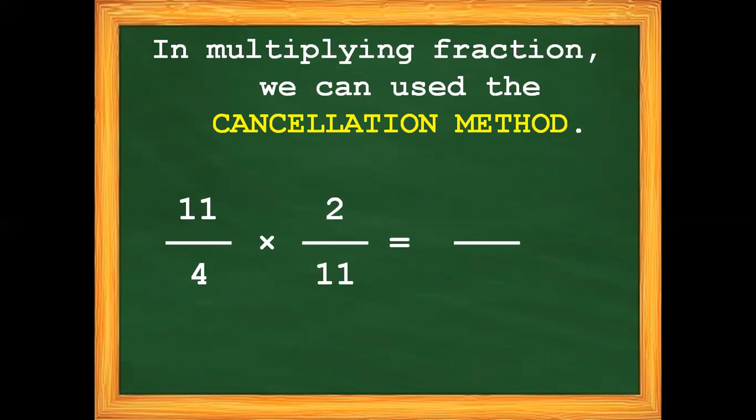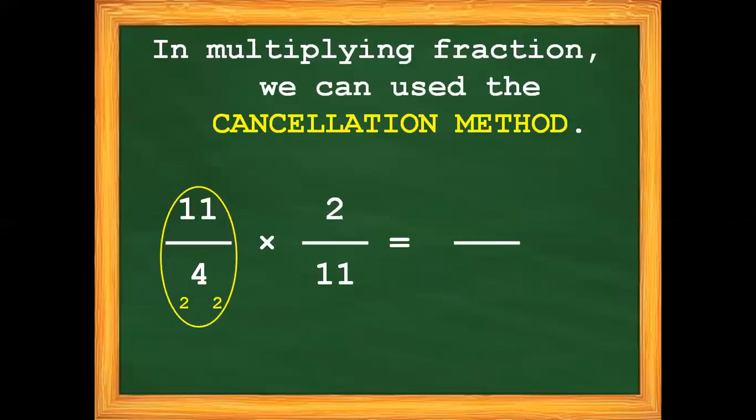So for 11, it's still 11 because 11 is a prime number. 2 is also a prime number. So now let's proceed with 4. 4 is a composite number, so we can factor it as 2 times 2. So let's now proceed with the cancellation method.